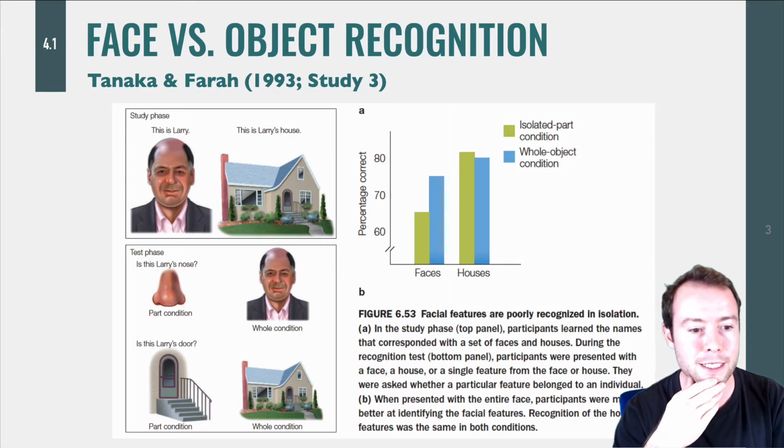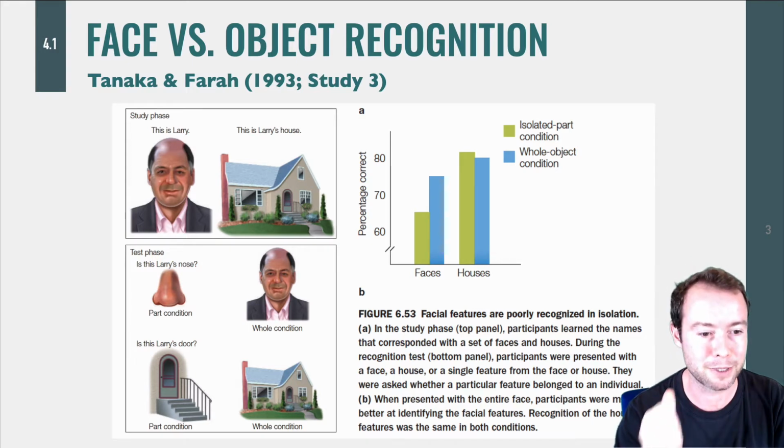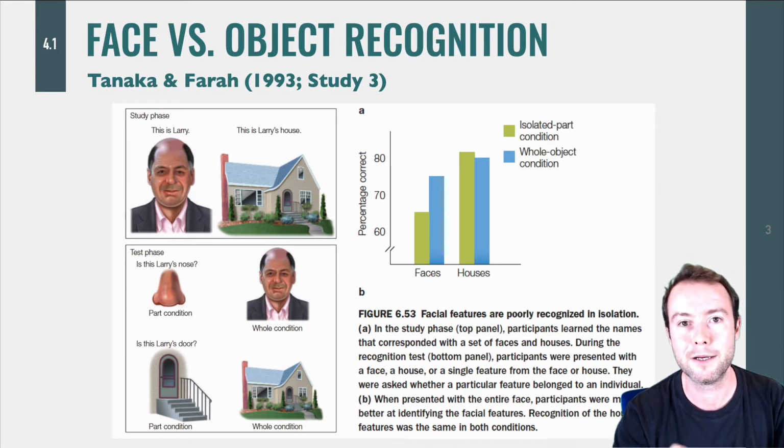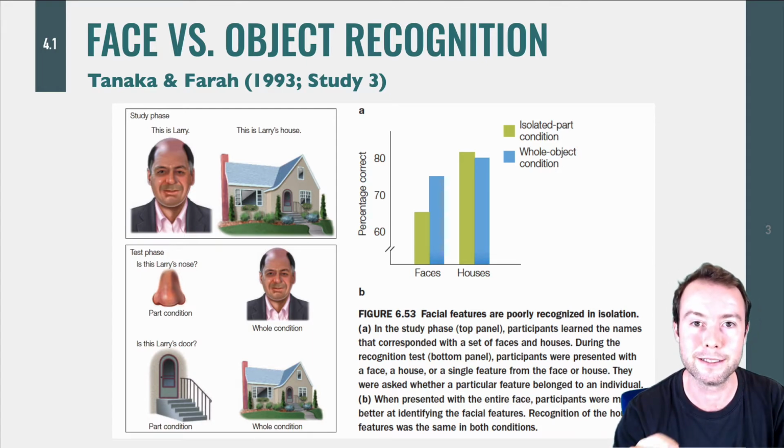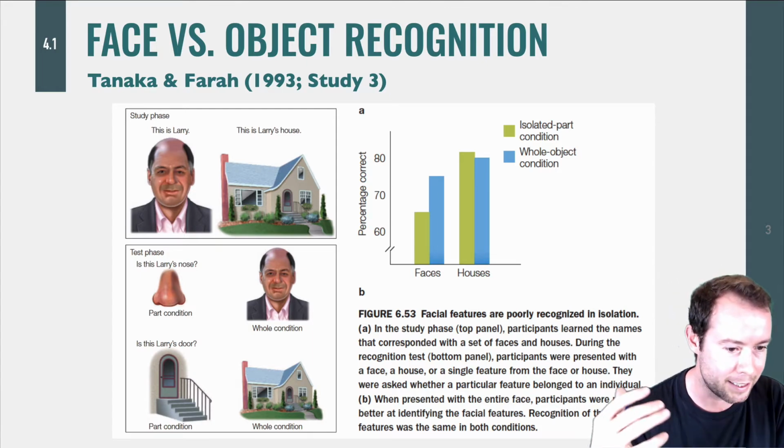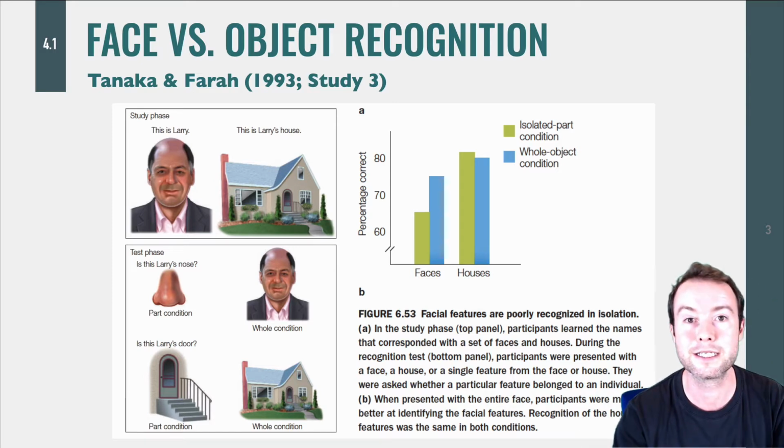object recognition. Let's begin with a classic, seminal study by Tanaka and Farah. I'm going to talk you through one study that was in the paper they published. It consists of an initial learning or study phase and then a test phase.